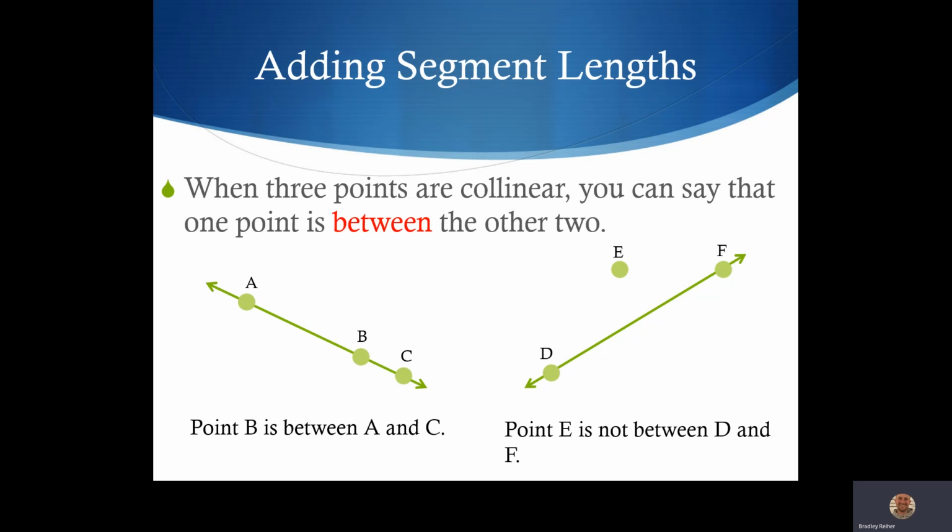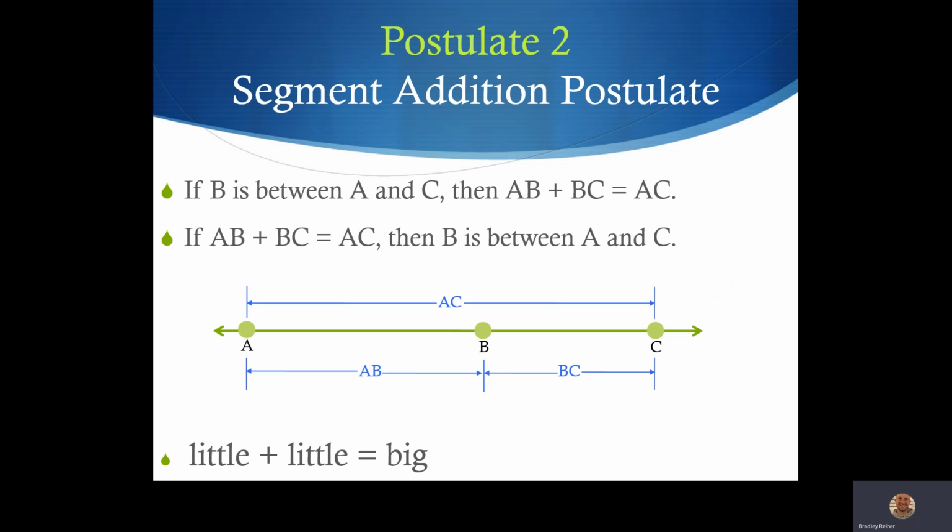Now, we're not going to say that point E is between point D and point F, because point E is not on the same line. So when we say this between, we're referring to those points being collinear. That might seem kind of silly, but that's because that's the way this postulate is written.